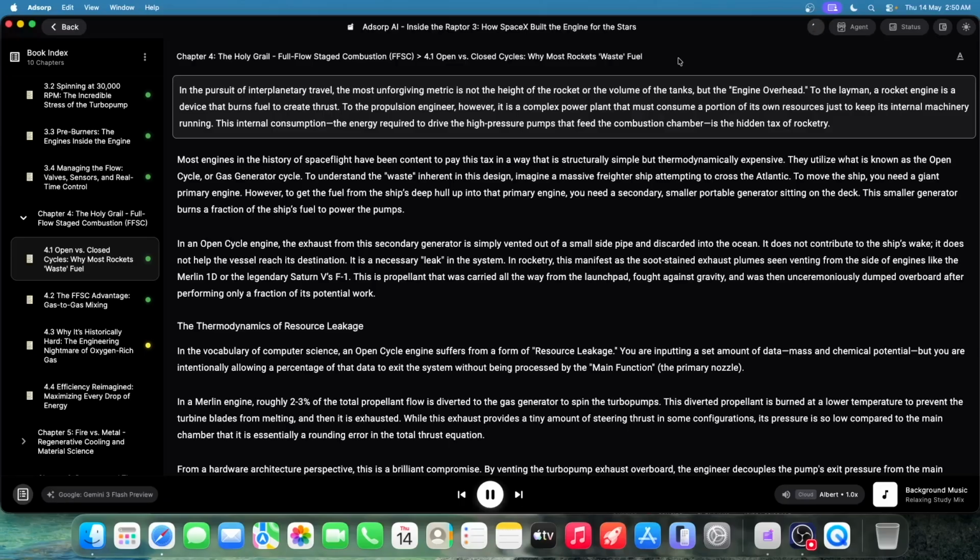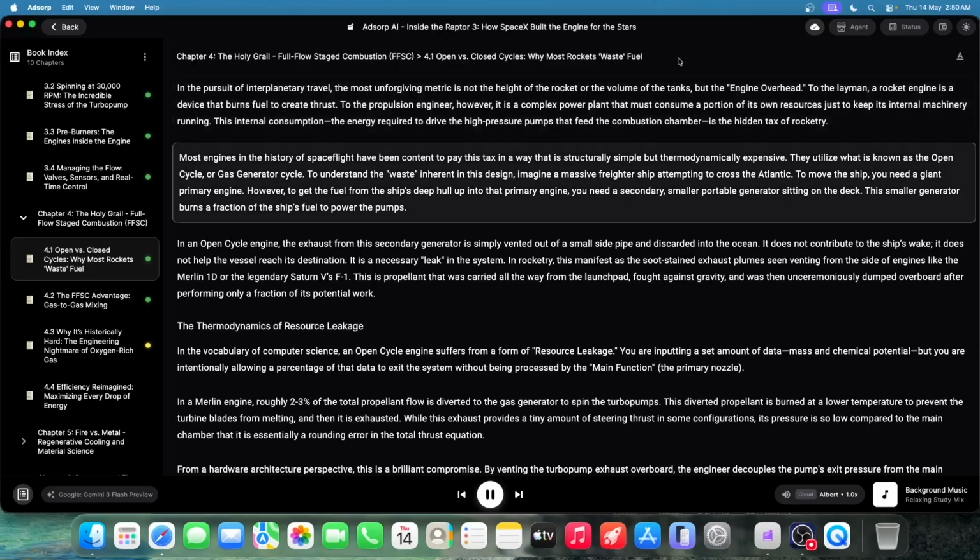This internal consumption, the energy required to drive the high-pressure pumps that feed the combustion chamber, is the hidden tax of rocketry. And most engines in the history of spaceflight have been content to pay this tax in a way that is structurally simple but thermodynamically expensive. They utilize what is known as the open cycle or gas generator cycle.